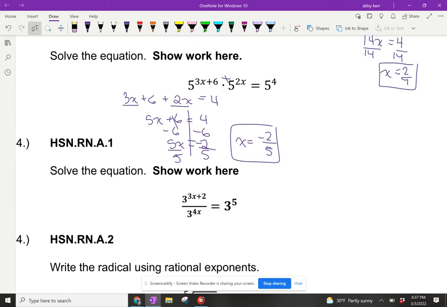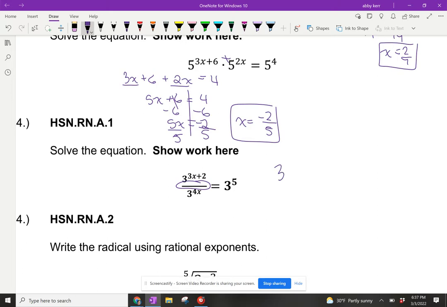Now, when we multiply, like I said, we add the exponents, but here we're dividing. Since we're dividing, we're going to subtract. So negative 1x plus 2 equals 5, minus 2, divide by negative 1.